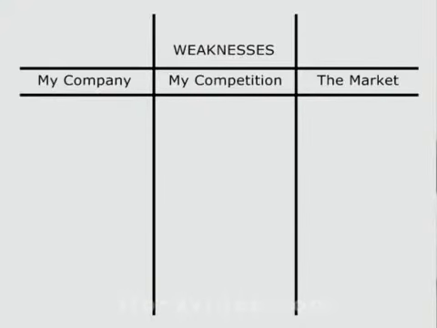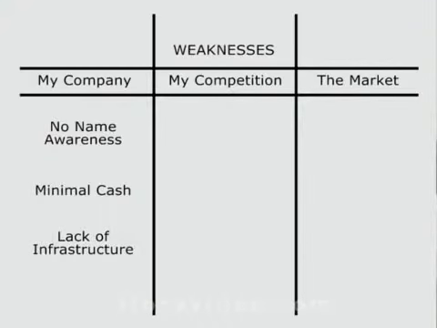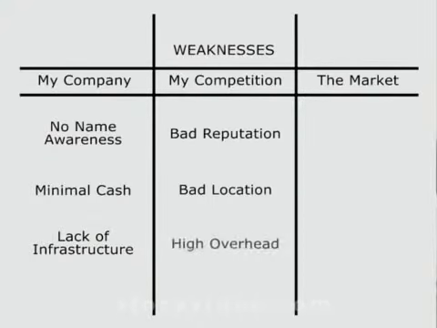So in that first column, you might write no name awareness, particularly if it's a new company, or minimal cash, if cash flow is a problem. And maybe you don't have quite the staff or infrastructure that you need at the moment. Under the second column, my competition, you might write words like bad reputation, or bad location, or high overhead, obviously depending on your competition and the situation.